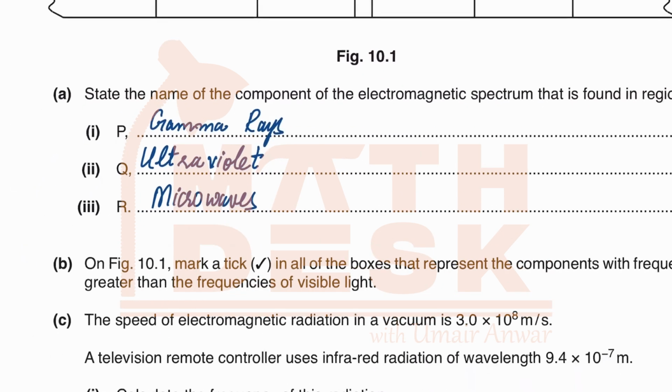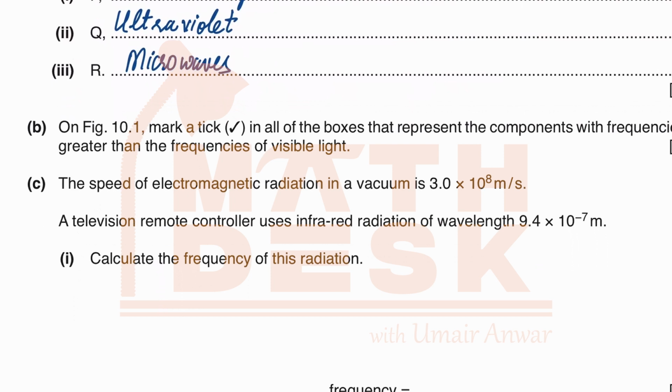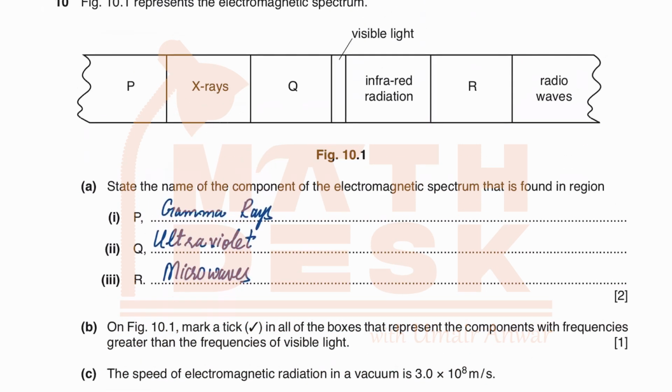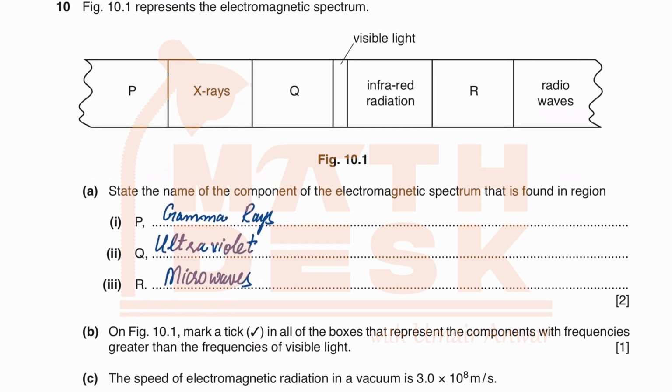The next part says on figure 10.1, mark a tick in all the boxes that represent the components with frequencies greater than the frequencies of visible light. So the frequency should be greater than the visible light, and we would be placing a tick over here in the box Q. And lastly in the box P.